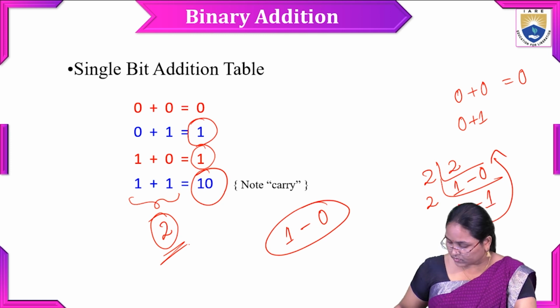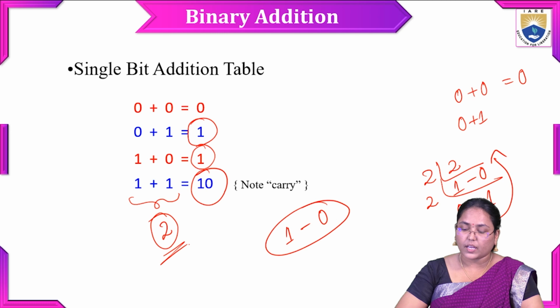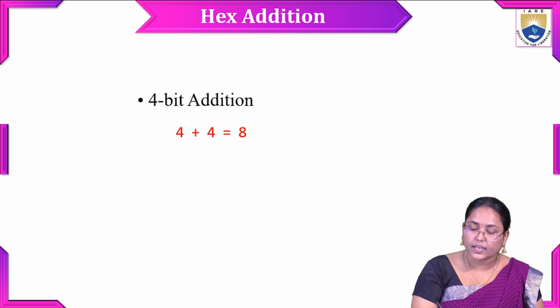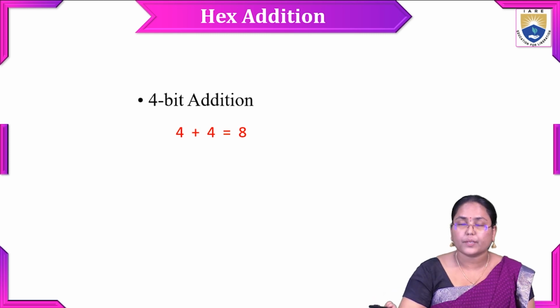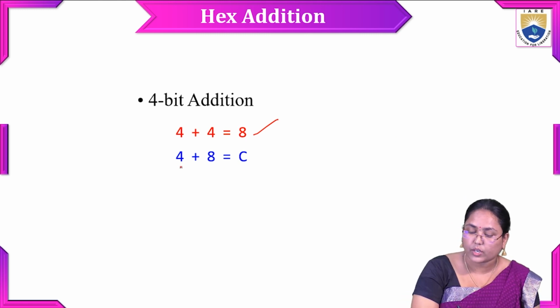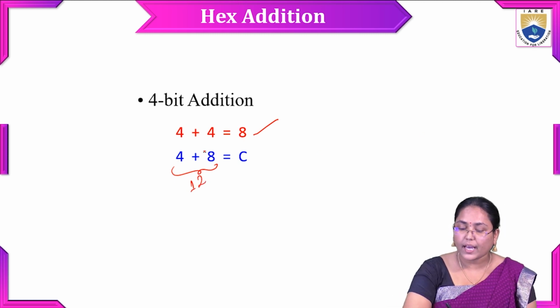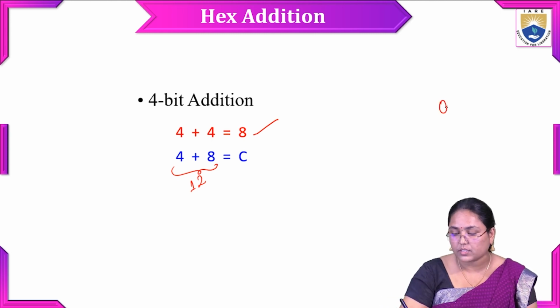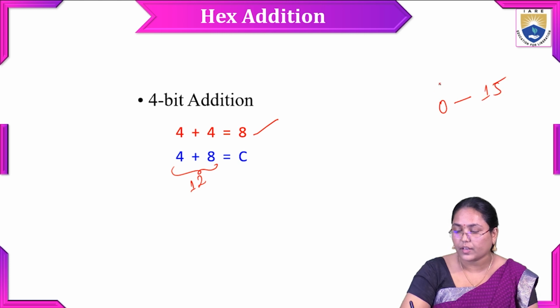Next is hexadecimal addition. Just like in the previous case, whenever I add 4 plus 4, it will be 8. That is okay. But whenever I do 4 plus 8, what is the number? 4 plus 8 is 12. But do I have any 12 in hexadecimal format? Definitely not, because the range of hexadecimal numbers is from 0 to 15.